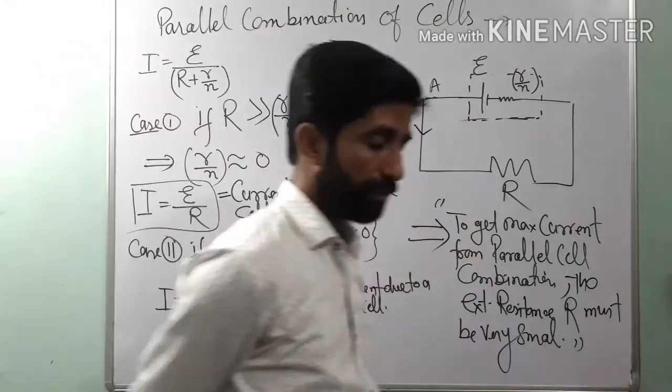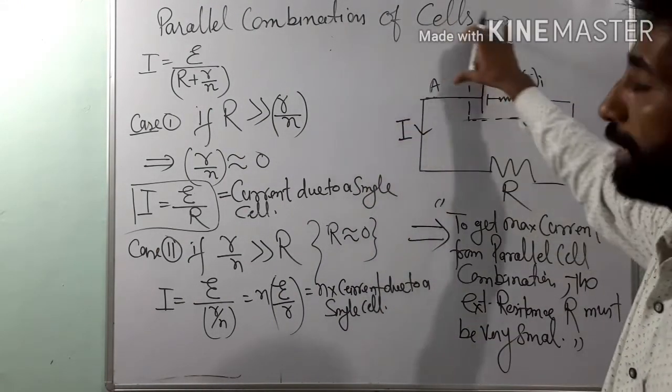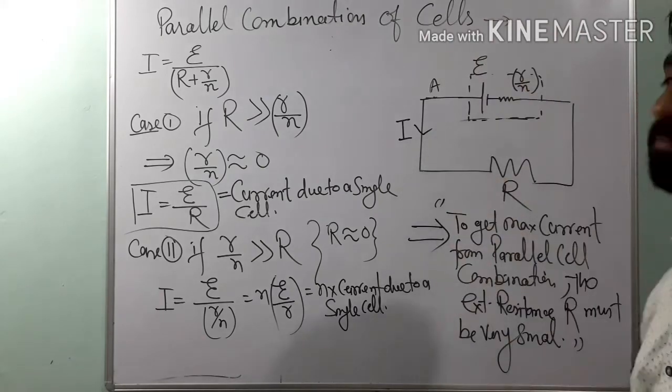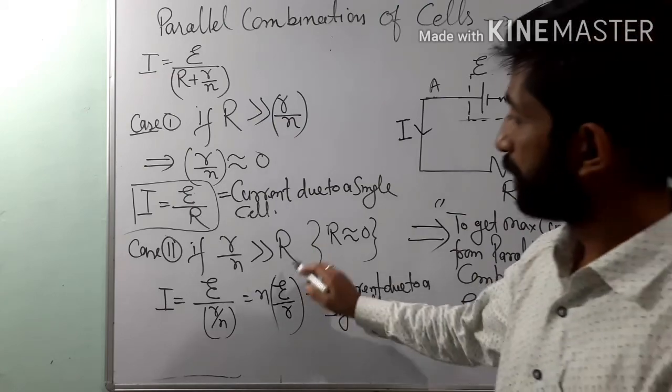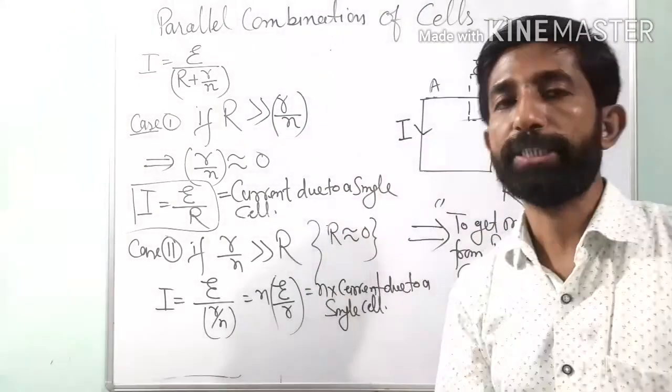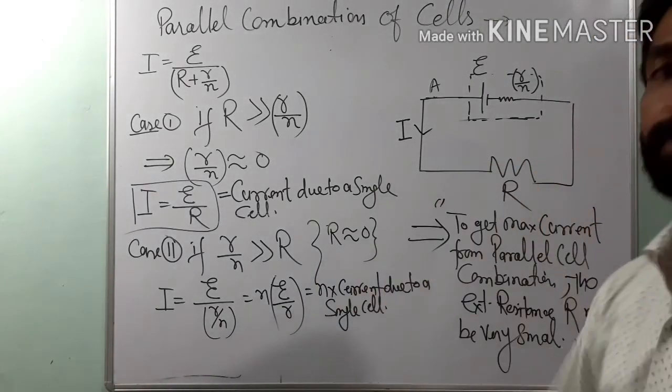So guys, this is done. You have to note all these things: if the cells are identical and n number of cells have been put in parallel combination and you want to get the maximum value of current, then you take the external resistance very low. Then you can get the maximum value of current, and that's it.